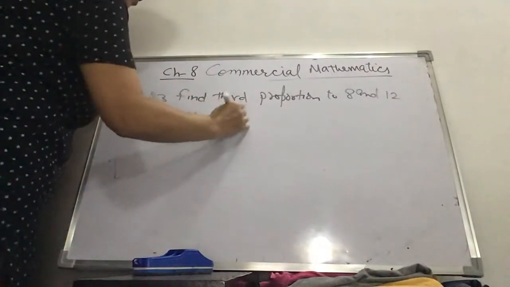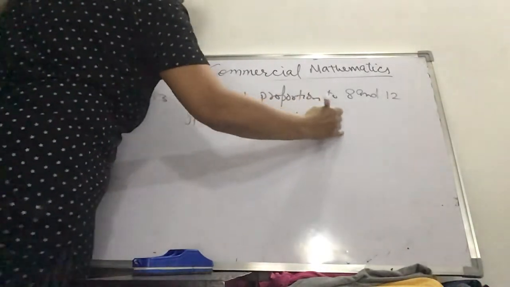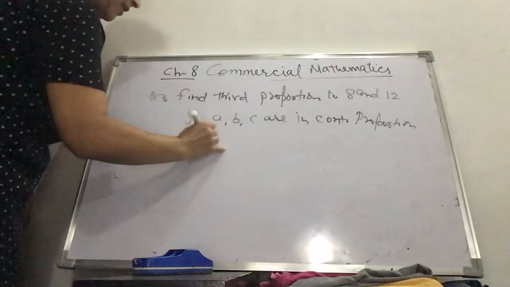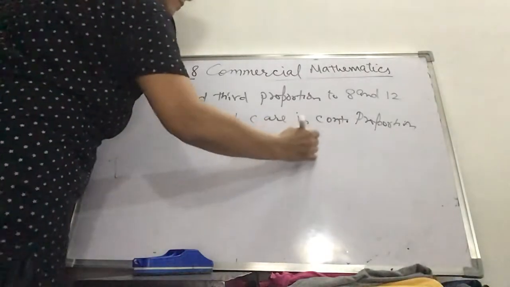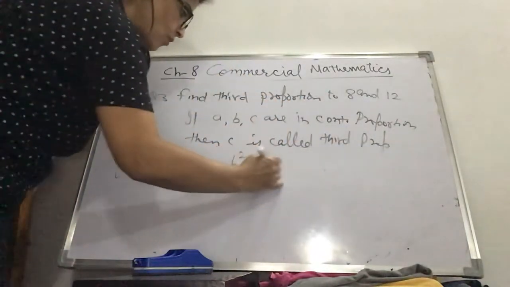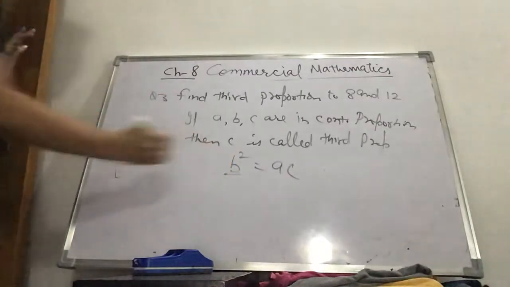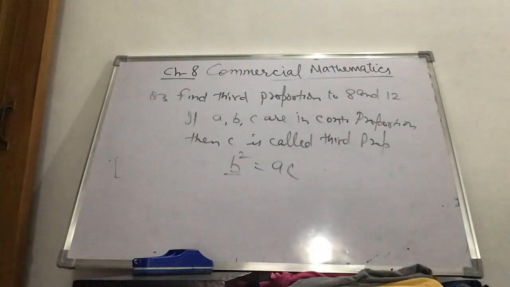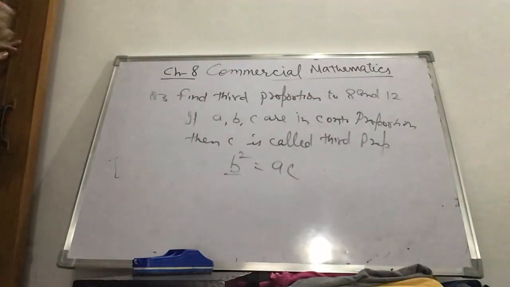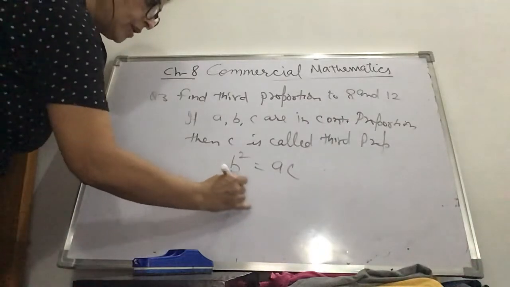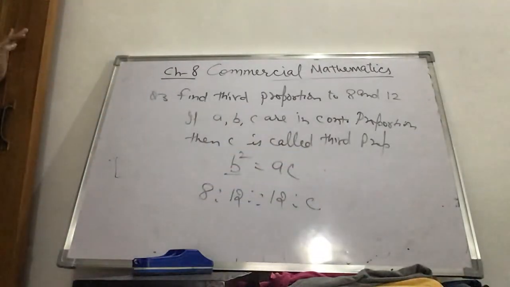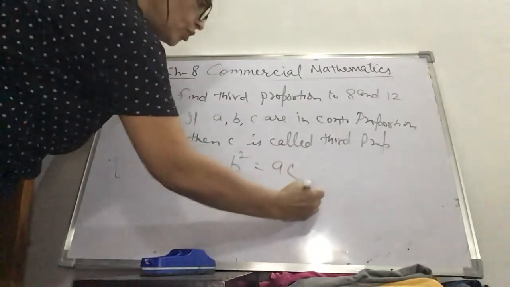So we will write here, if A, B, C are in continued proportion, then C is called third proportion. We can say that B square is equal to AC. B square means the second term, the mean term, will be repeated. Here it is 8, here it is 12. That means 12 will be repeated. 8 ratio 12, proportion 12, that will be C, or you can say X, or you can say Y.